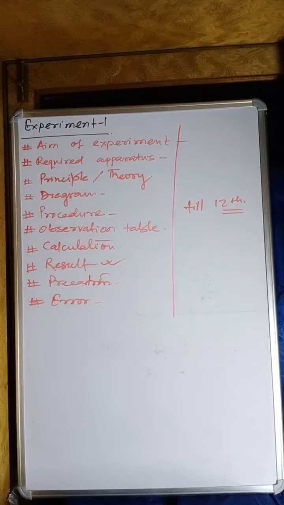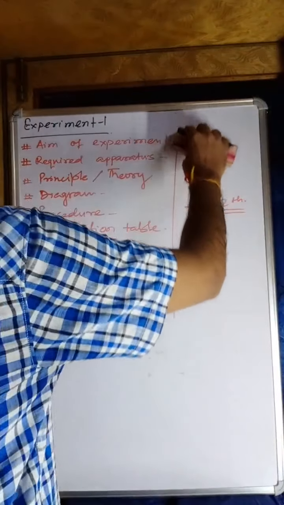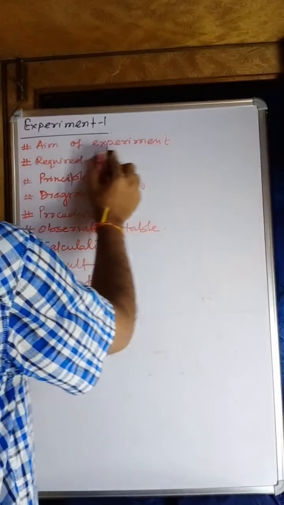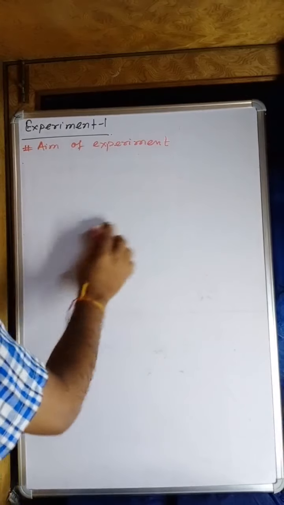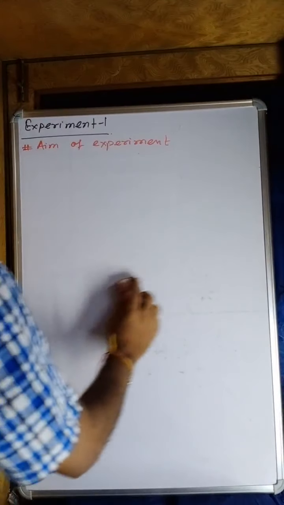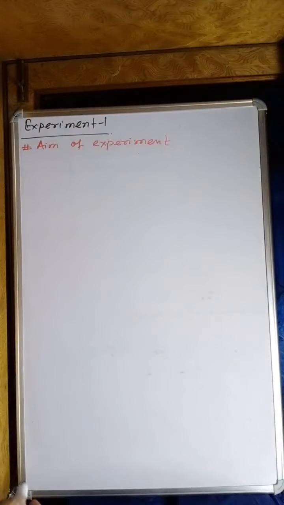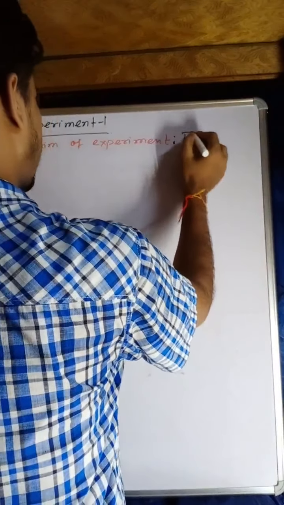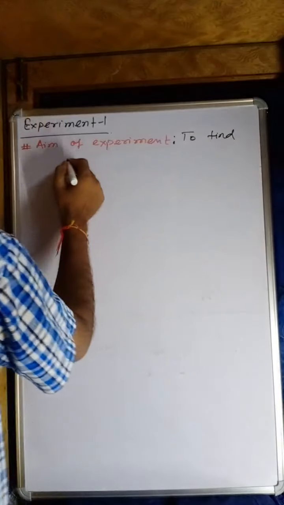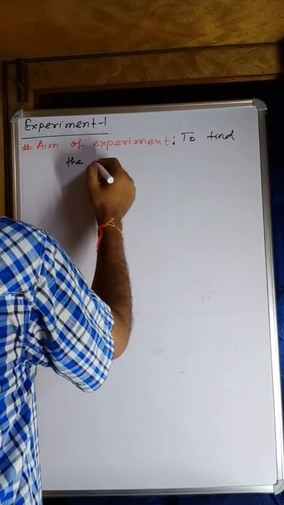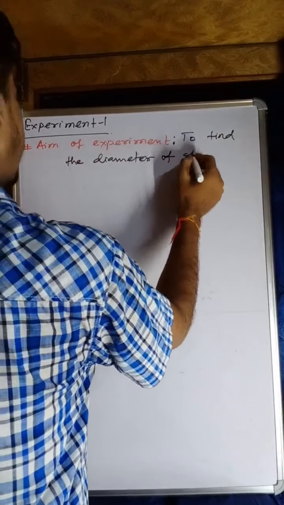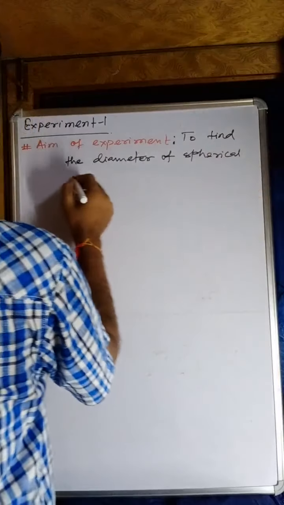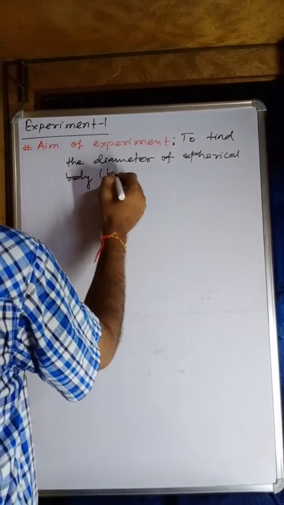Okay. So let me start with the first step, my dear students. It is aim of experiment. Today we are going to start the first experiment, and this experiment is based on the vernier caliper. Okay, the aim of experiment is to find the diameter of a spherical body, or you can write the bob.